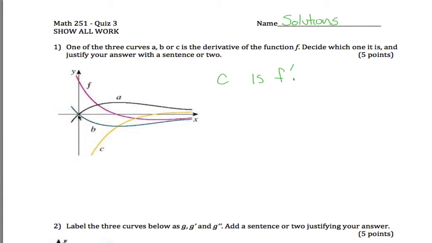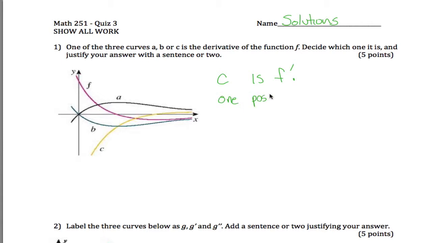So if either a or b was the derivative of f, then f would be flat, would be horizontal when x equals 0. It's not. F is decreasing when x equals 0. The slope of the tangent line to f when x equals 0 is some negative number, as c indicates. A and b do not. So c is f prime.